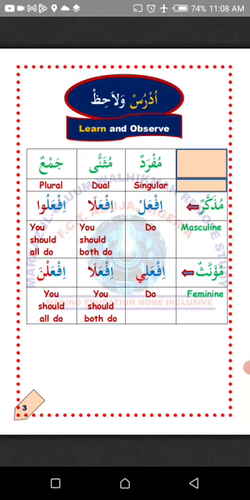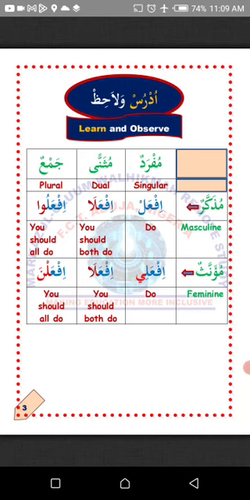So if there are more than two, all you need to do is to attach wawun to the last letter. Remember, once wawun is attached, the letter before it must take dhamma, as we know that wawun is the mother of dhamma in Arabic. So the verb if'al will now become if'alu, which means you should all do, commanding a group of male persons.